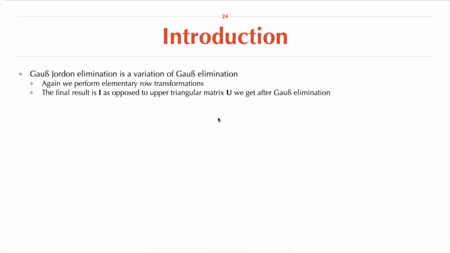So there is a difference: in the Gauss elimination method you have to do backward substitution after you get the upper triangular matrix, but in this case you don't have to perform the backward substitution, because you will eventually get an identity matrix. If you start with any coefficient matrix A, after performing elementary row transformations you will get an identity matrix. So then you don't have to perform backward substitution.